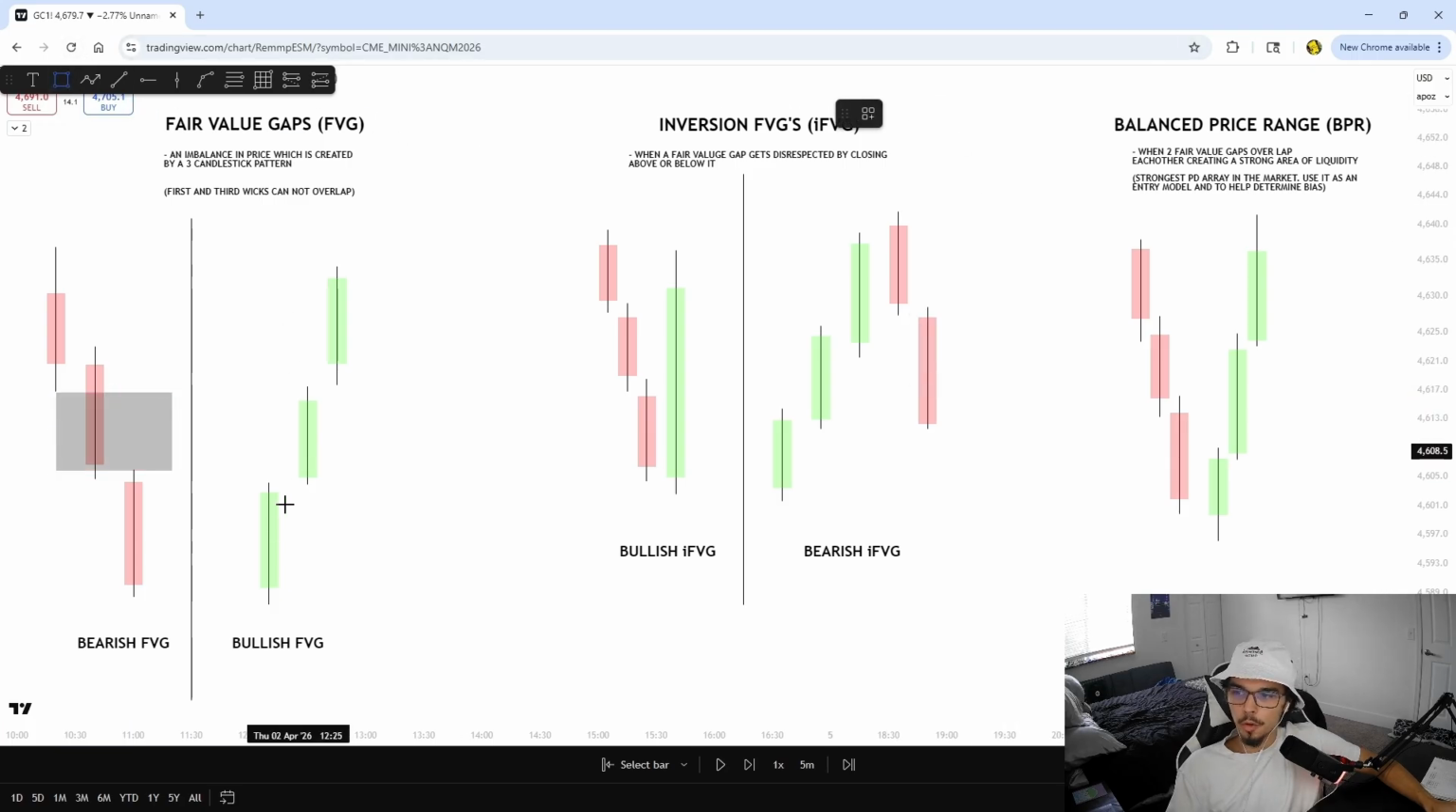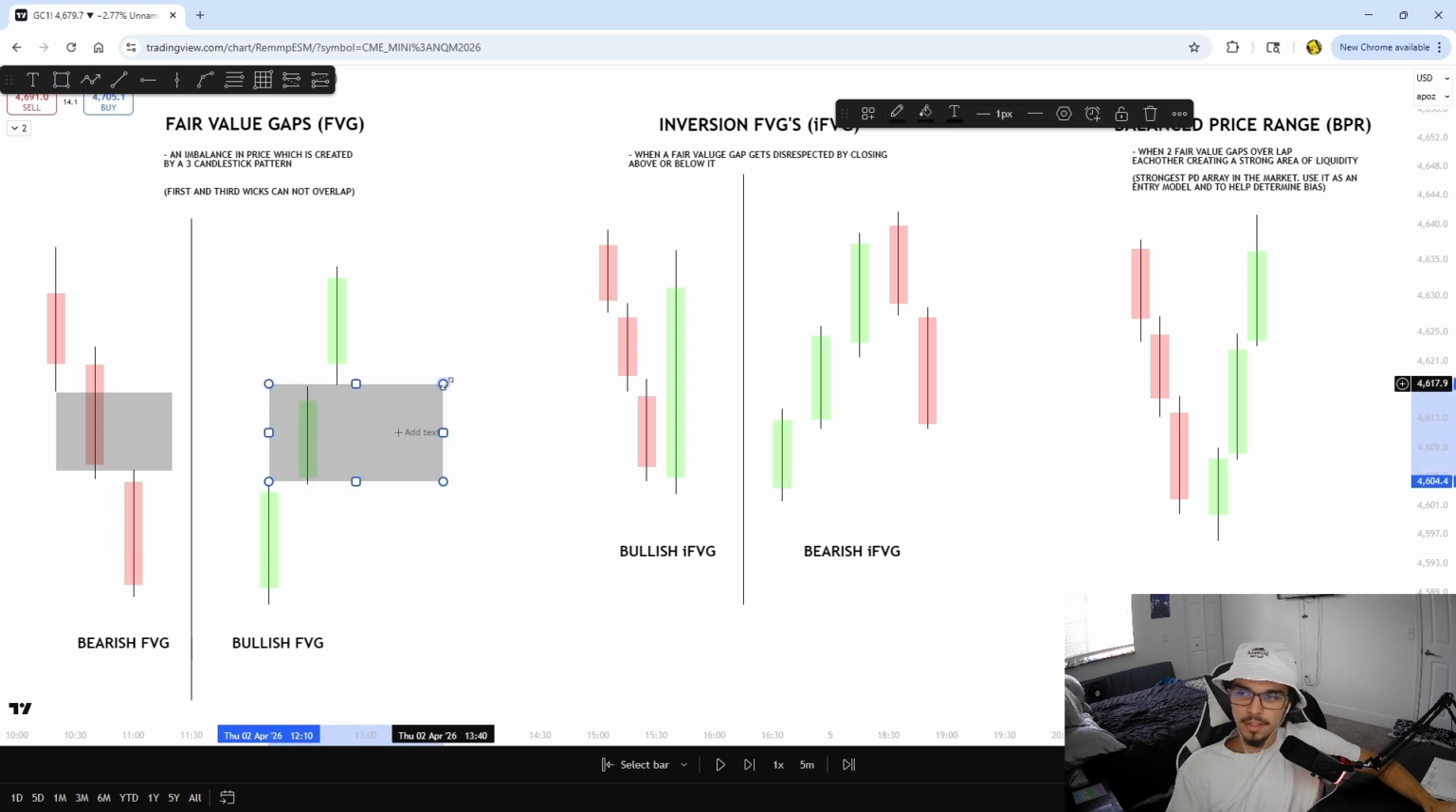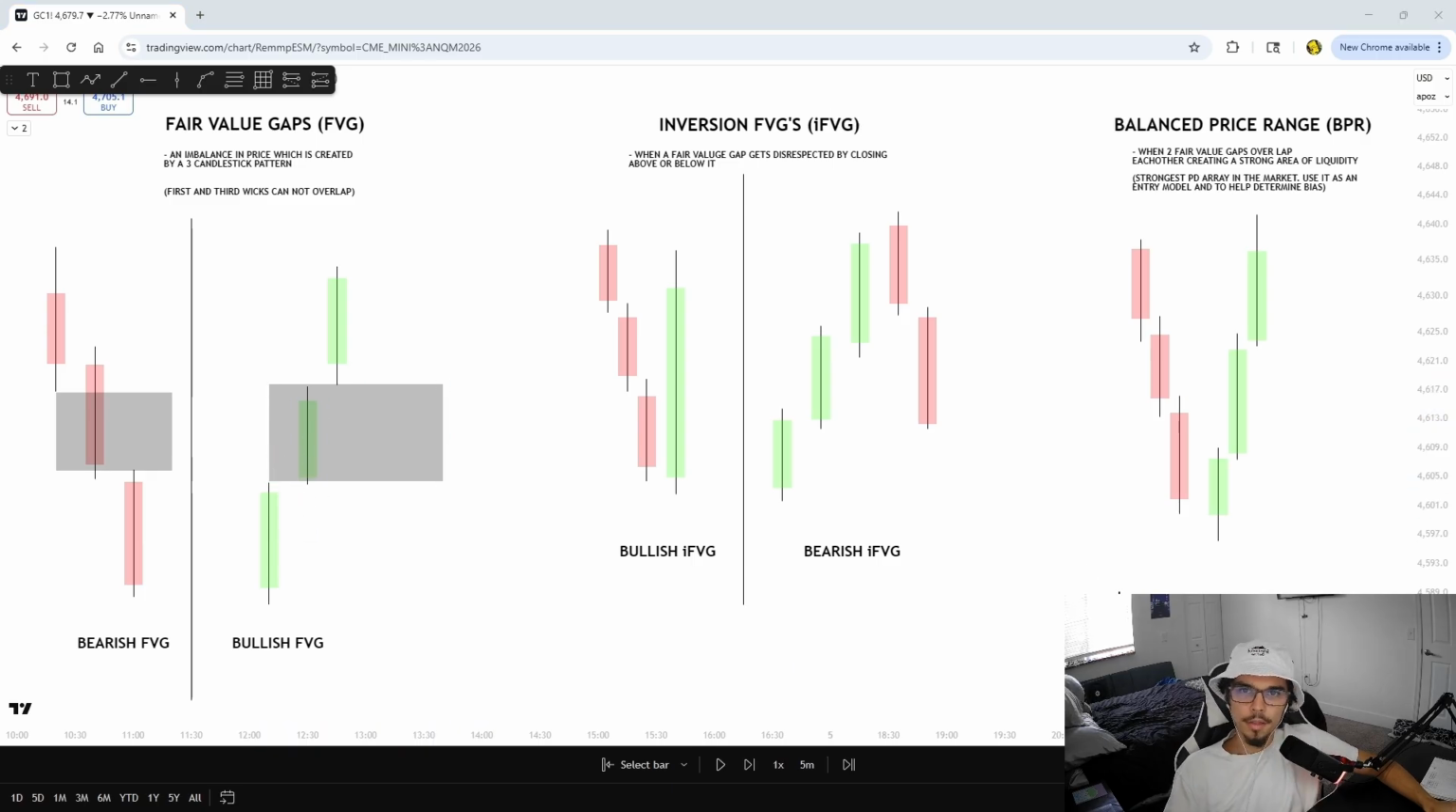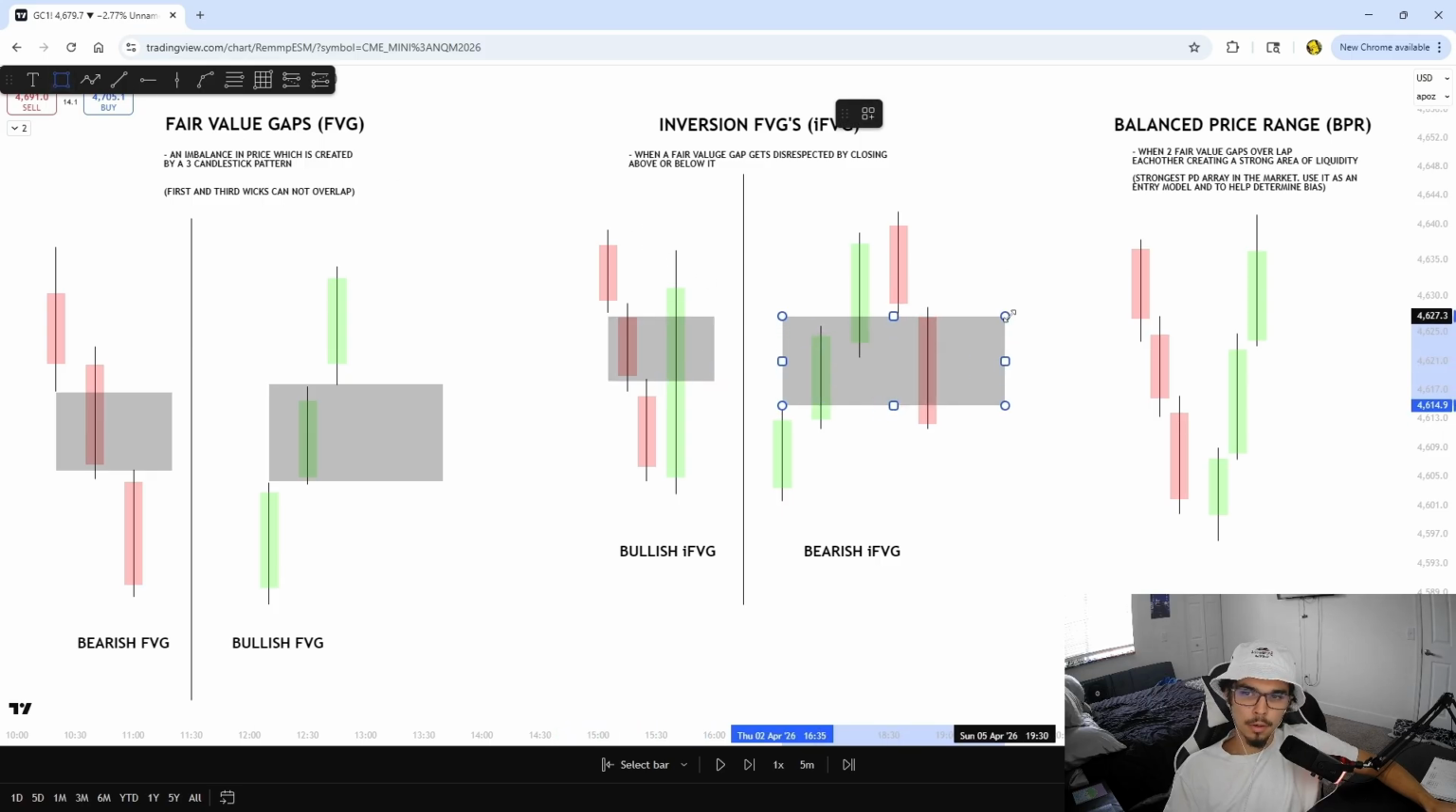And then same thing with our bullish example. Wick number 1 starts right here, wick number 3 is right here. They do not overlap. Here is our imbalance in price, and this is an example of a bullish fair value gap. Now with inversion fair value gaps, we're still using fair value gaps in a 3 candlestick pattern, but it's when a fair value gap gets disrespected by closing above or below it, depending on which way we're going. So for a bullish example, we are going to close above the bearish fair value gap, and for a bearish example, we are going to be closing below the bullish fair value gap.